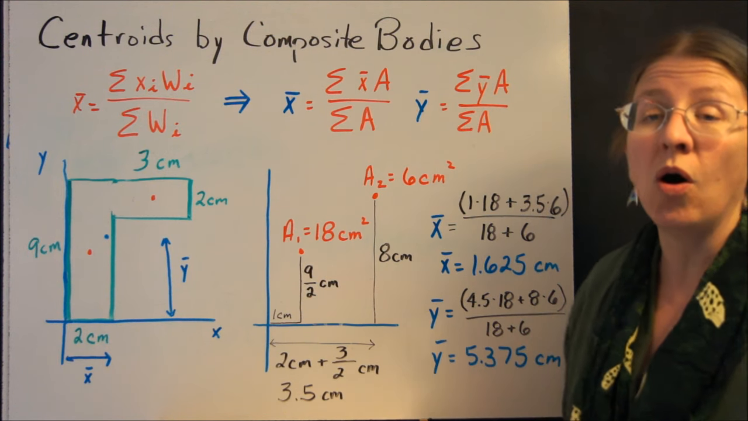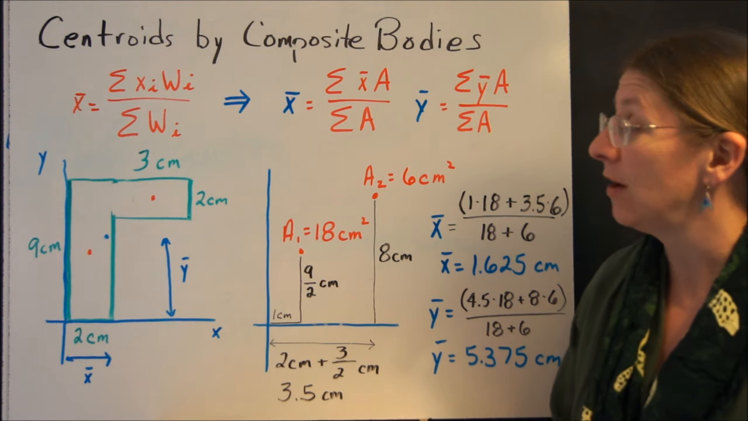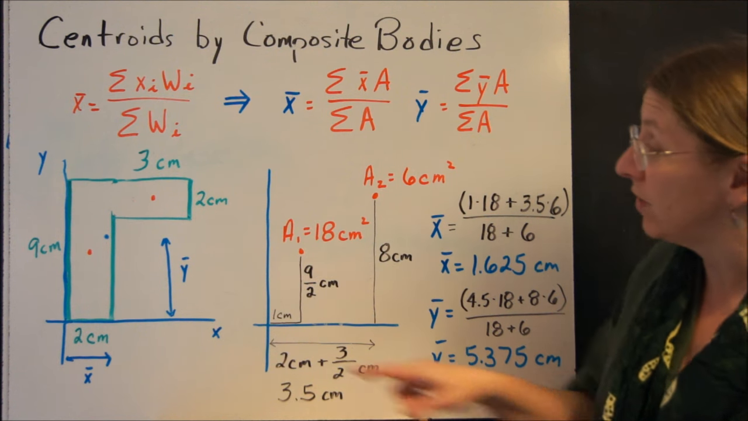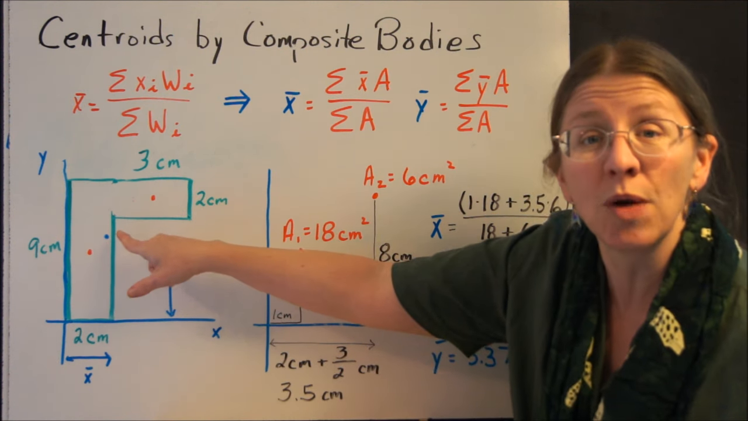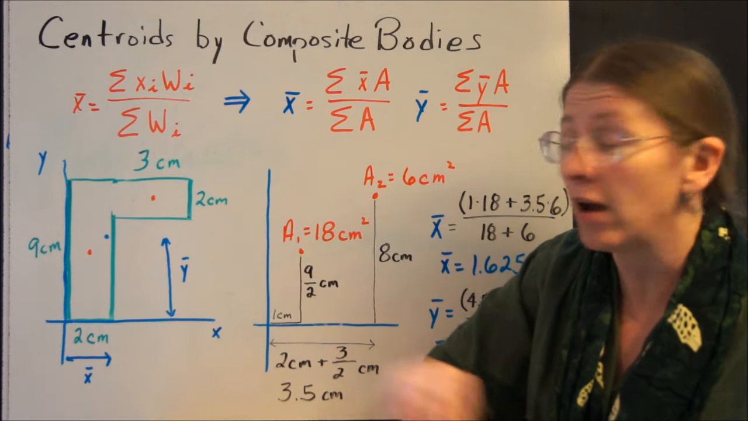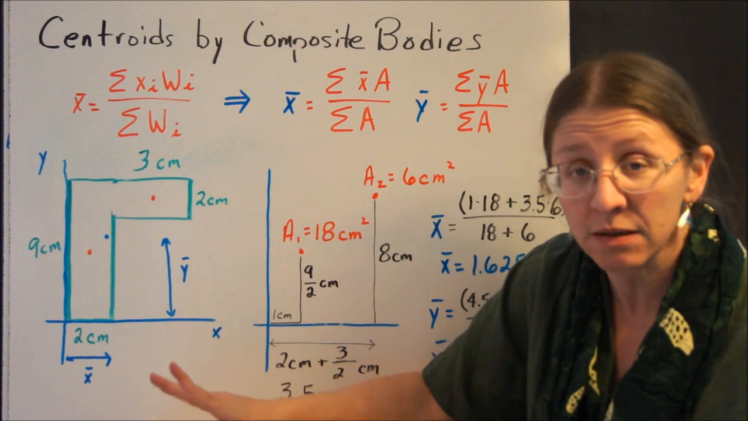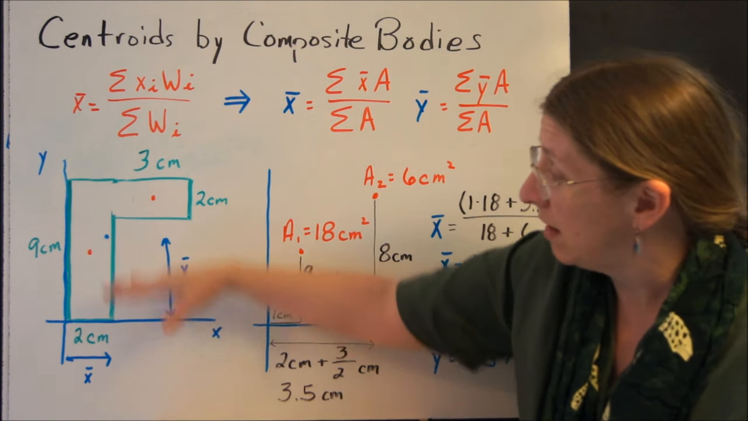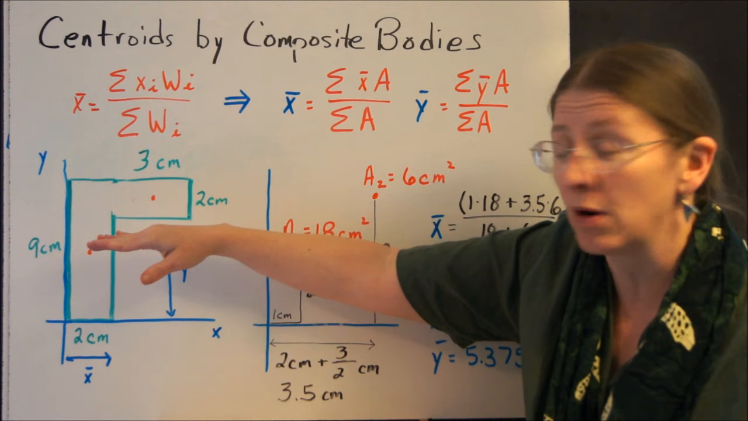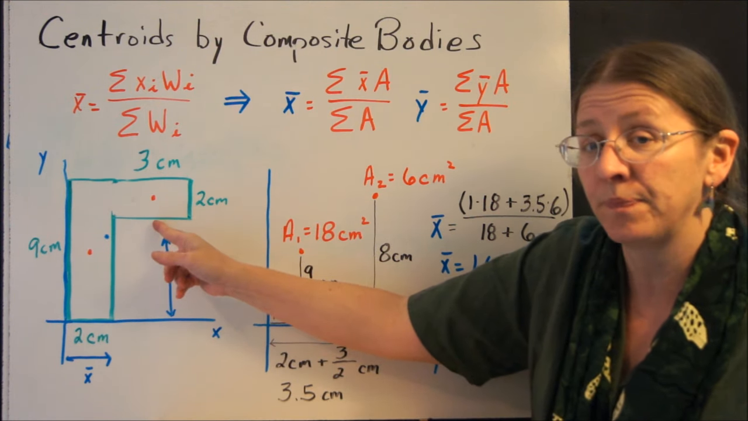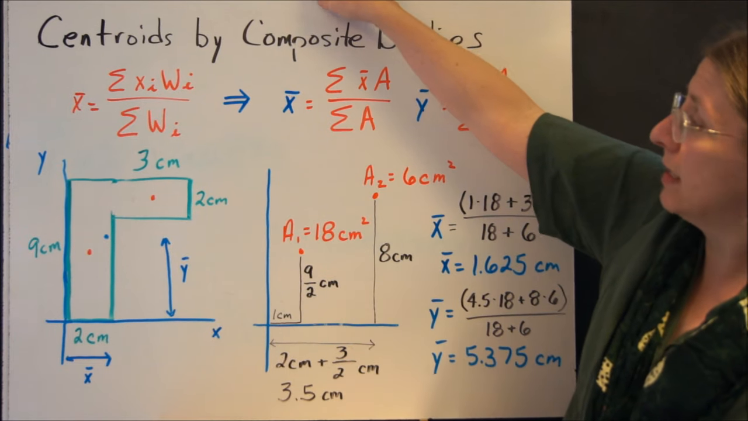At this point, you always want to stop and say, where is this point I just found? 1.625 and 5.375. If I plot that, it looks, yeah, it's somewhere around in there. Is that a reasonable spot for the center of gravity of that metal plate, if that's what it was? And that seems very reasonable. It's more than halfway up the left rectangle and not quite as far over as this little bit. So, that's the composite bodies.